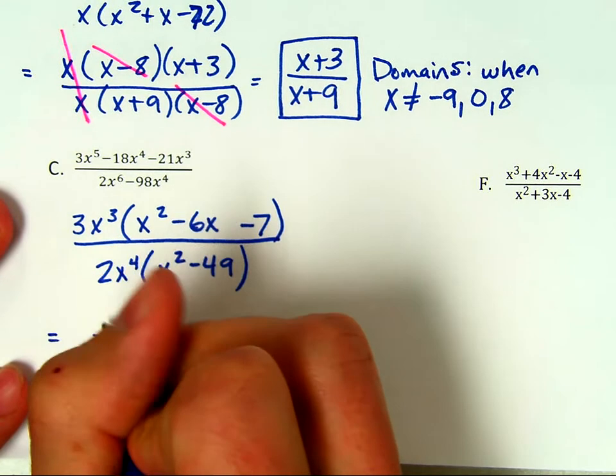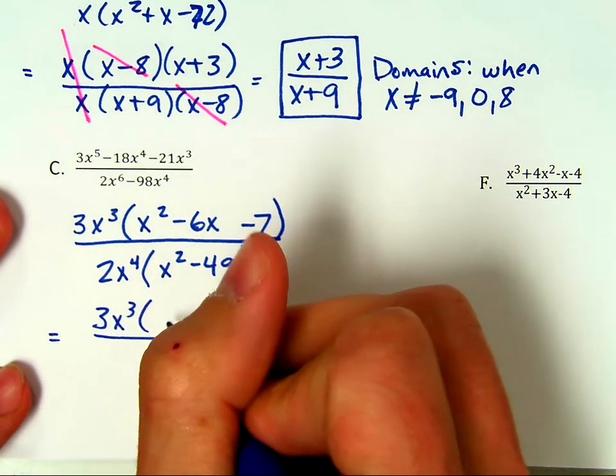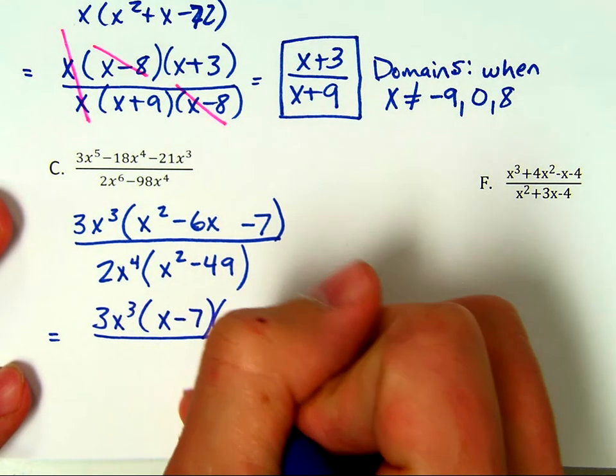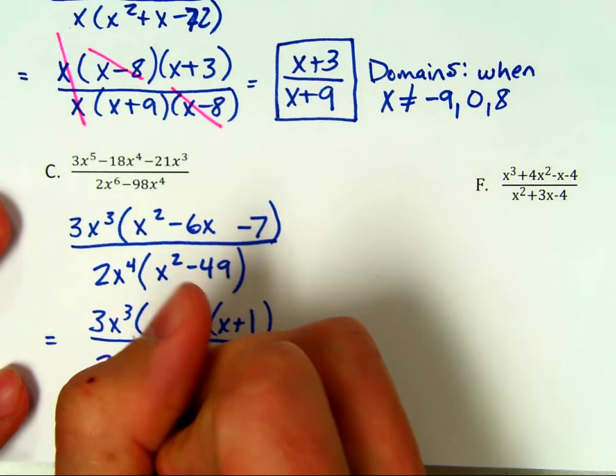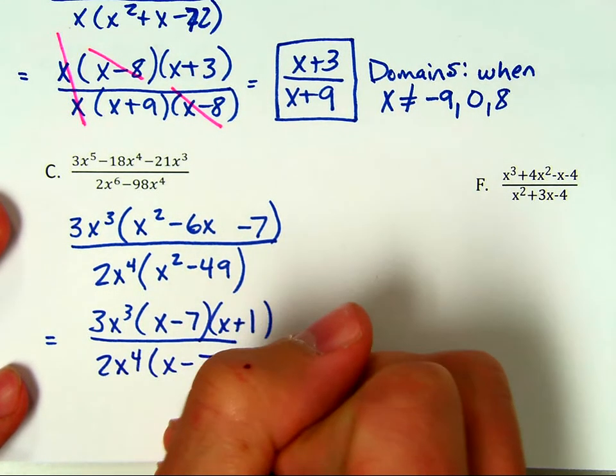Okay, I'm going to bring down my GCFs. The numerator factors to x minus 7, x plus 1. The denominator to 2x to the fourth. It's a difference of perfect squares, so x minus 7, x plus 7.